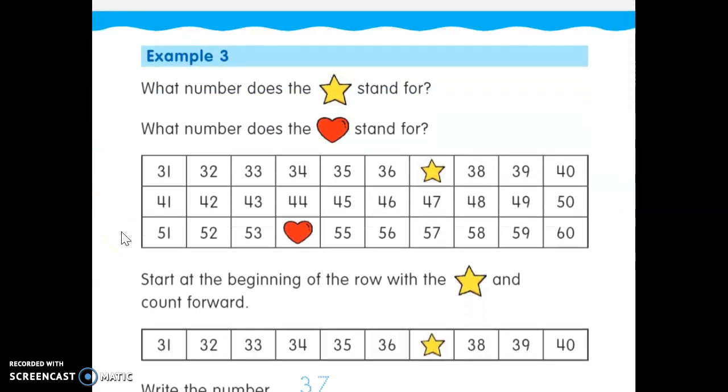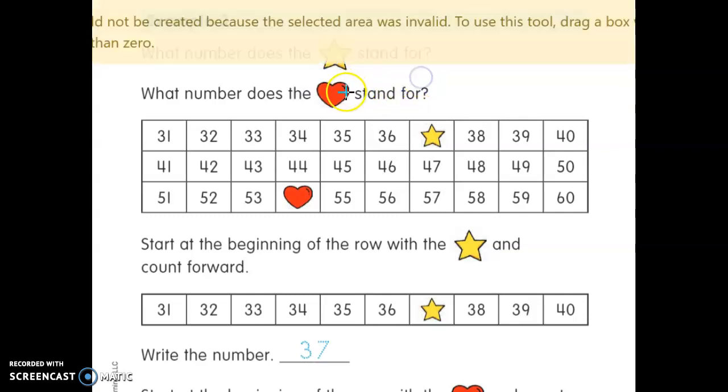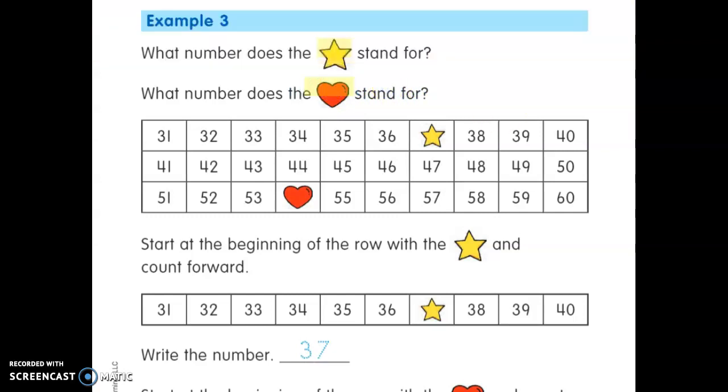For example 3, I want to go over the numbers here. Pay attention to the star. We have a star here, and we have a heart, and I highlighted them. And it says, what does the star stand for? Which means what number is shown behind the star? And what does the heart stand for? So if we count, we will see what number goes at the star.